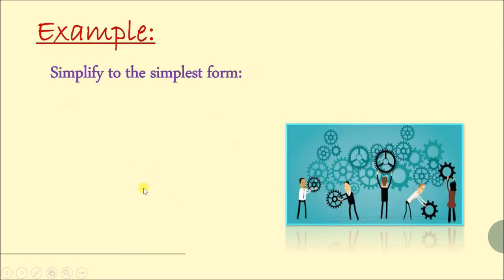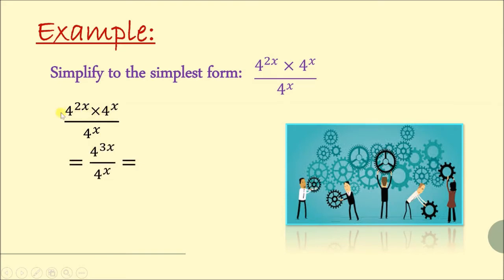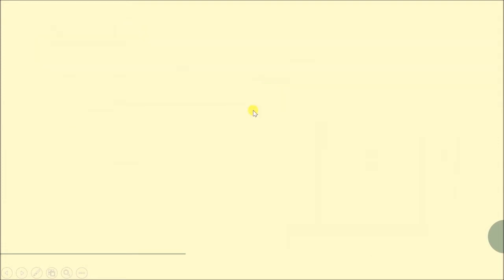Okay, let's see an example. Example 1. Simplify to the simplest form. We can solve the numerator first. I have the same base here, and we add the powers. It's 4 to the power 2x plus x, which is 4 to the power 3x. And here is division, so I keep the 4 and subtract the powers: 3x minus x, which is 2x. Or simply you can cancel 4 to the power x with 4 to the power x. Okay?